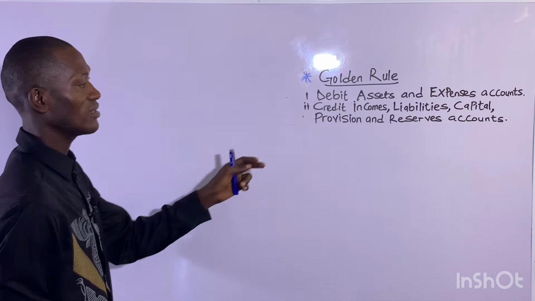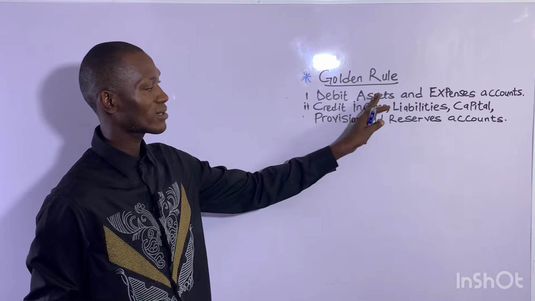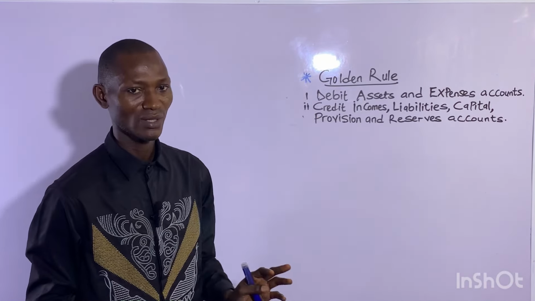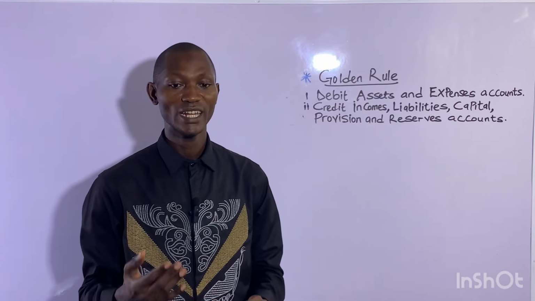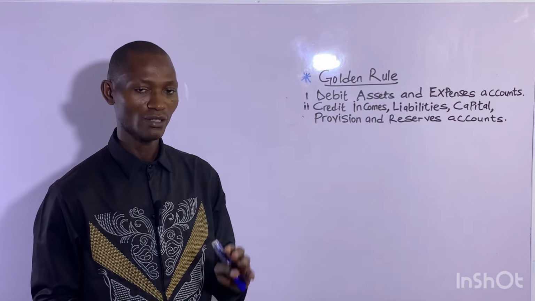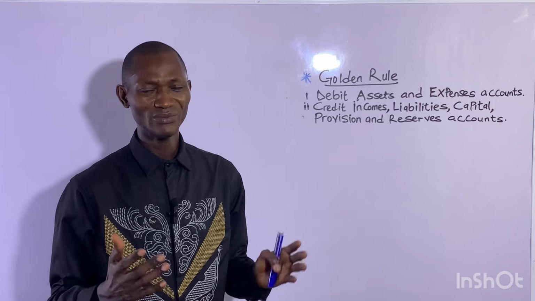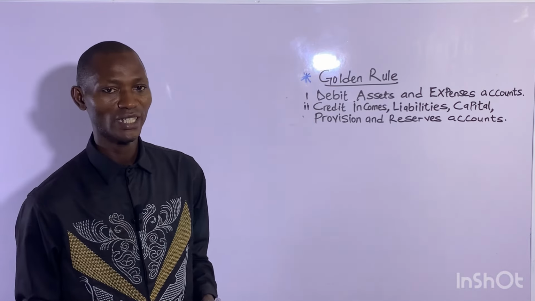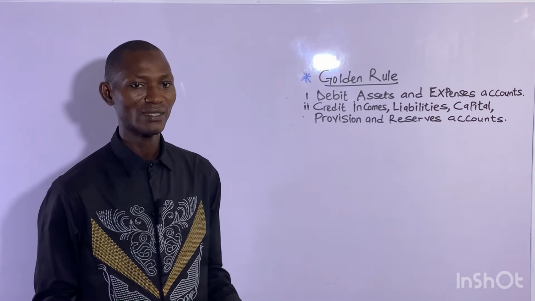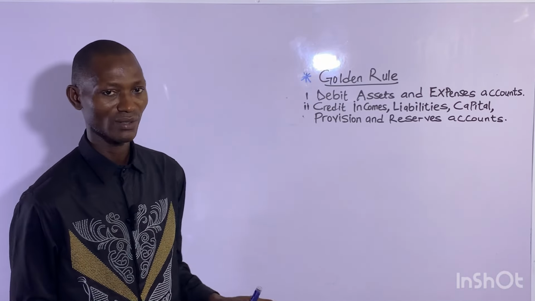Golden rule of trial balance states that you debit assets and expenses accounts. Anything assets or expenses, they must have a debit balance. So assets, for example, you can have fixed assets, which is the same thing as non-current assets, must be debited. Current assets must be debited. Tangible assets, intangible assets, wasting assets, fictitious assets, liquid assets, any kind of assets, they must have a debit balance. That's with respect to that.